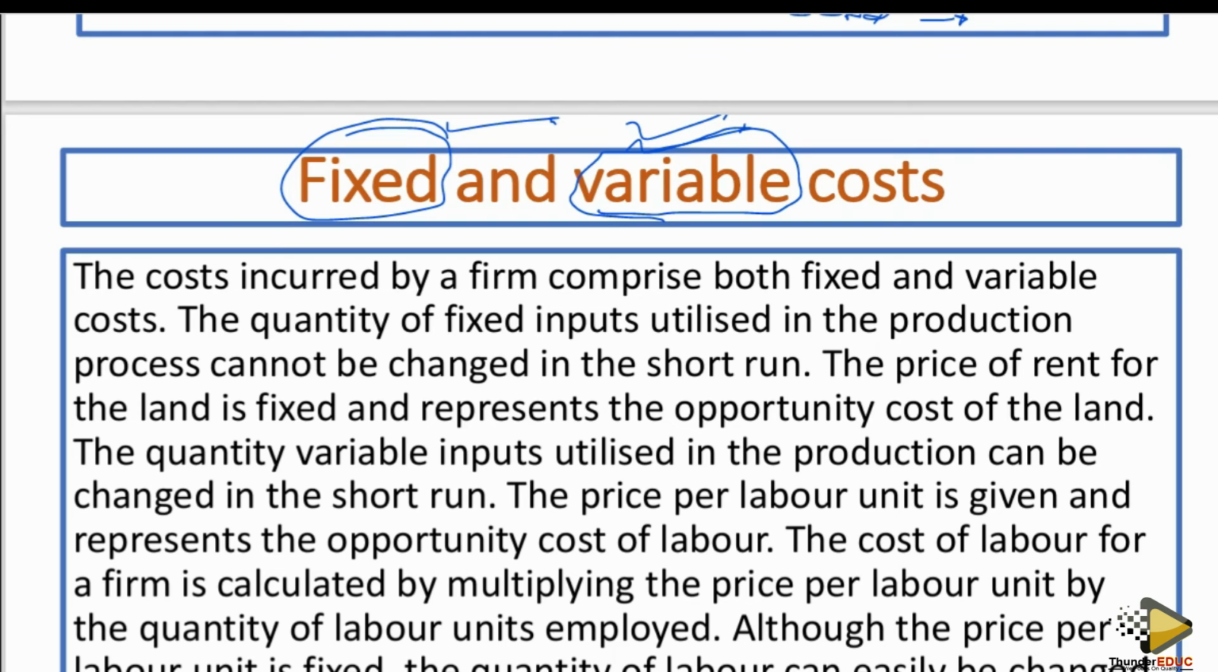The quantity of fixed inputs utilized in the production process cannot be changed in the short run. I did explain that. The price of rent for the land is fixed and represents the opportunity cost of the land. So what do we mean, grade 12s, by the word opportunity cost? When you talk of the opportunity cost, it is the cost of the foregone alternative that has been sacrificed. Meaning this is the cost of the alternative that was not chosen, the alternative that has been sacrificed, the alternative that has been given up.